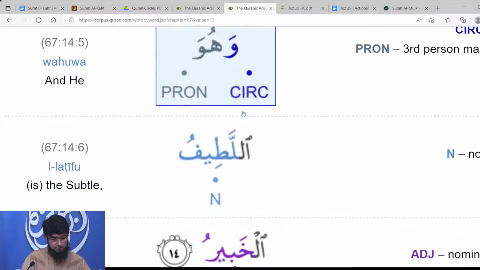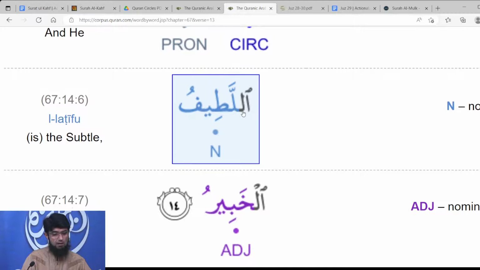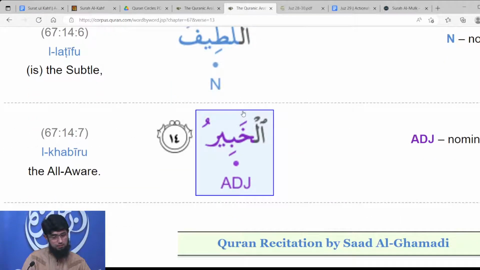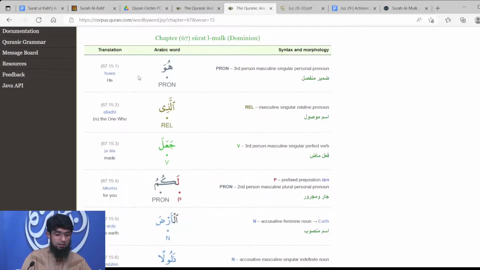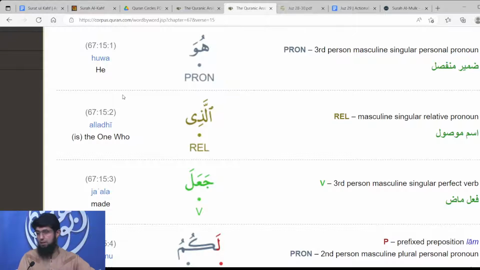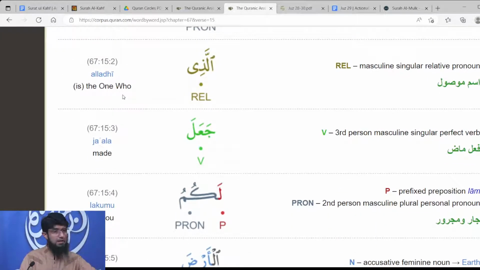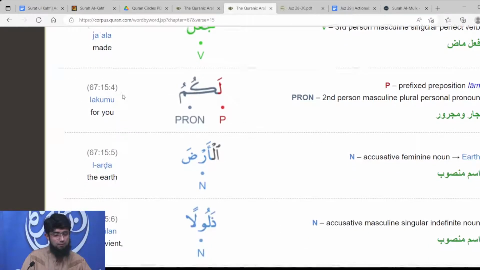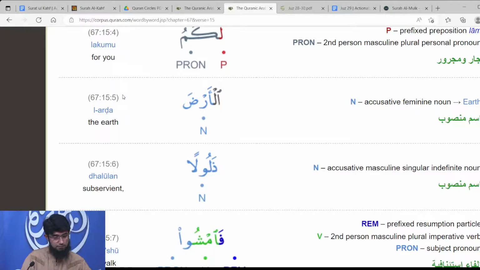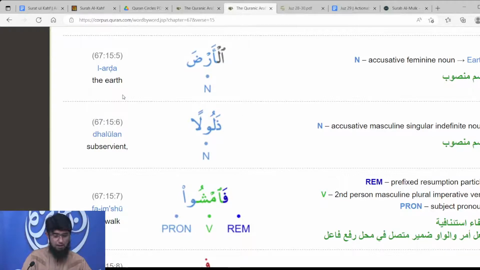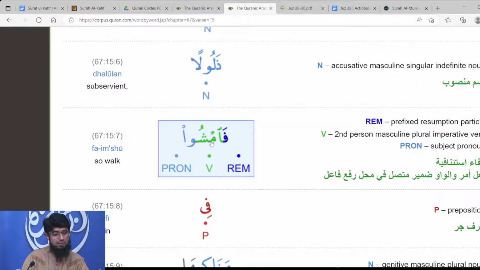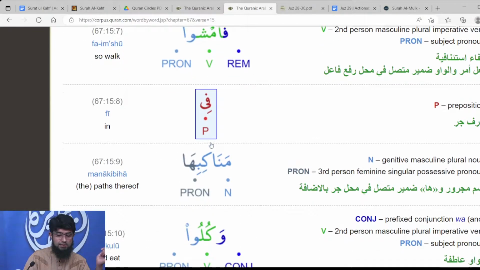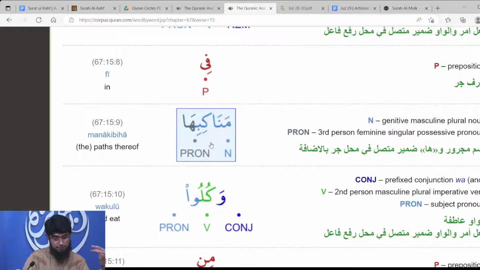Wa huwa al-latif. The subtle, the kind, al-khabir, the all-aware. Okay, good. Huwa alladhi ja'ala. See, this is all very straightforward. Huwa is "he," alladhi, "the one who." We have seen this several times now. Ja'ala, like khalaqa, he made. Lakum, for you all. Al-arda, dhalulan, famshu. This is a command. See, the meem has become sakin, right? Famshu is in the command form. Famshu, so walk.